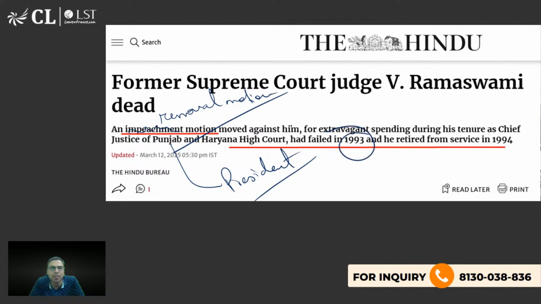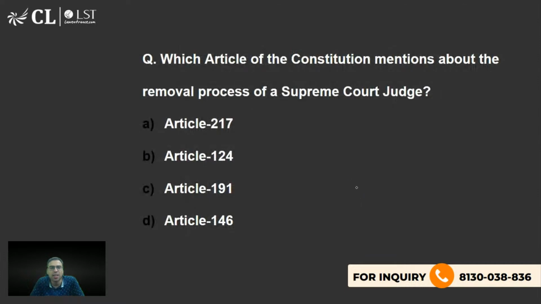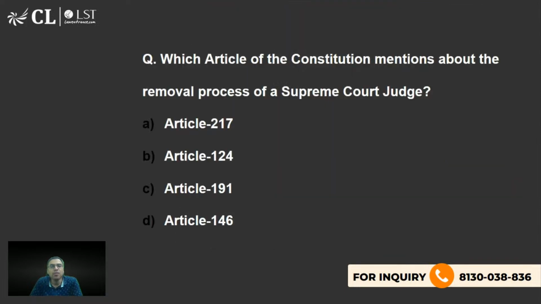So the process of removal started against him in the year 1993. And the former Supreme Court judge, Justice V. Ramaswamy, at the age of 96, died at his Chennai residence after a massive cardiac arrest. He is survived by 2 sons and 3 daughters. I think read a little about this. He worked as additional government pleader and state public prosecutor and was elevated as a judge of Madras High Court in 1971. So he became a judge of Madras High Court. And later on became the Supreme Court judge also after becoming Chief Justice. Let's move on to the next one.